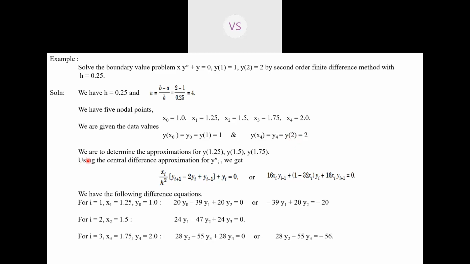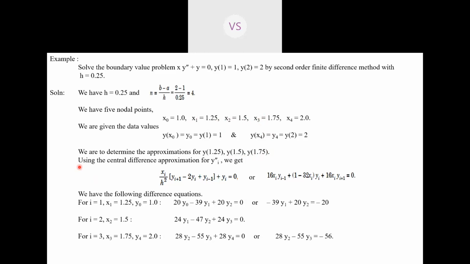Now, what you have to find? You have to find the values of y for different values of x. Like here you can see, you have to find the value of y at different values of x. So when x is equal to 1.25, find y. When x is equal to 1.5, find y. When x is equal to 1.75, find y. Like this you have to find the value of y at the intermediate points. x1, x2, x3 are the intermediate points. At these points you have to find the value of y.